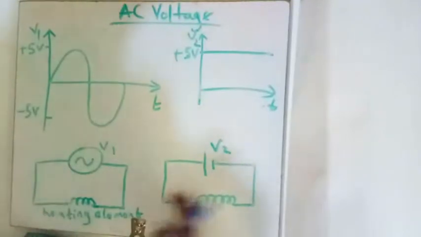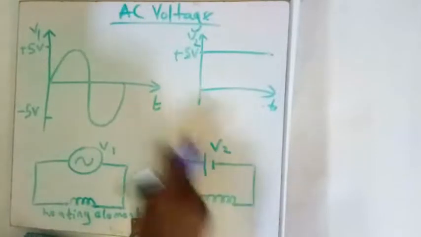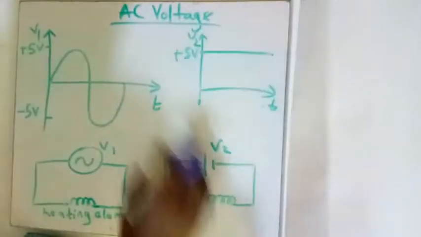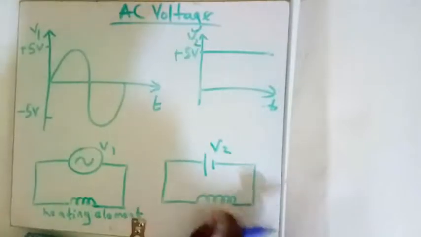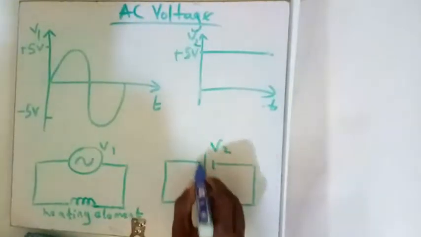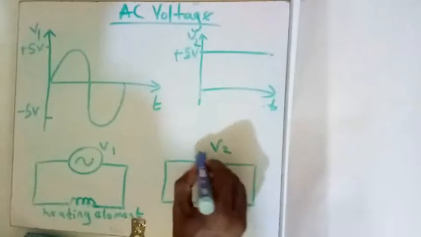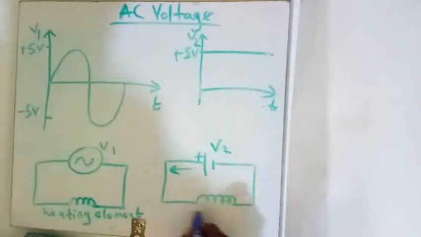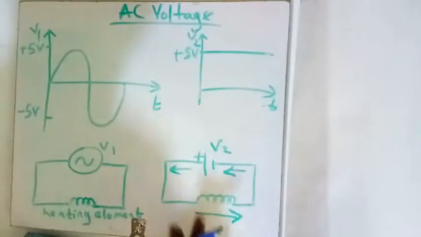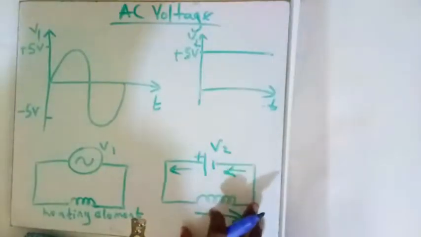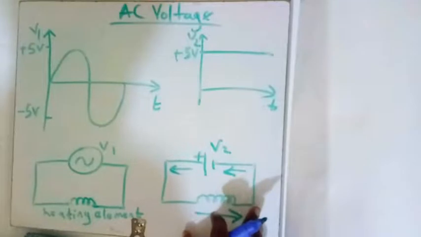Now let's compare that with this in V2. When you connect a DC voltage source of a V peak of 5 volts to a heating element, current flows in one direction from the positive terminal to the negative terminal, and it's basically fixed. So you are permanently turning on the heating element. There's no fluctuation in voltage, it's just on.